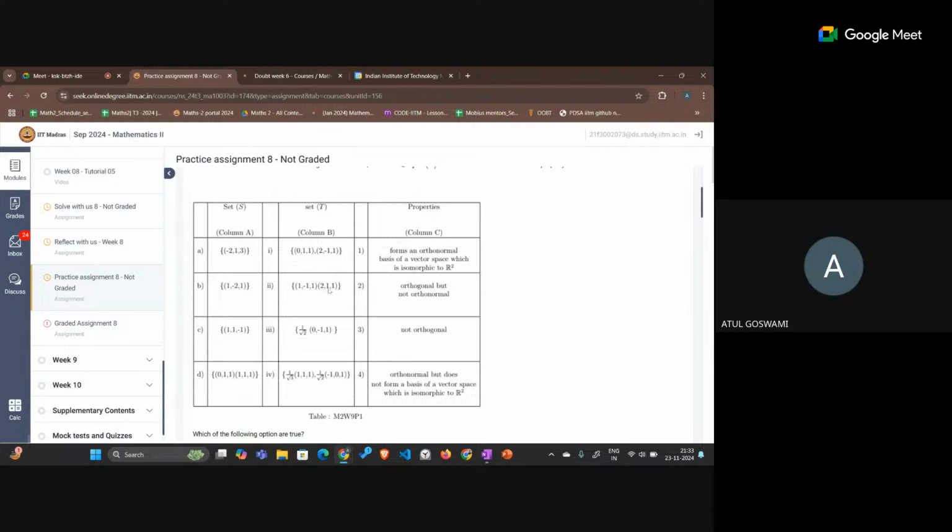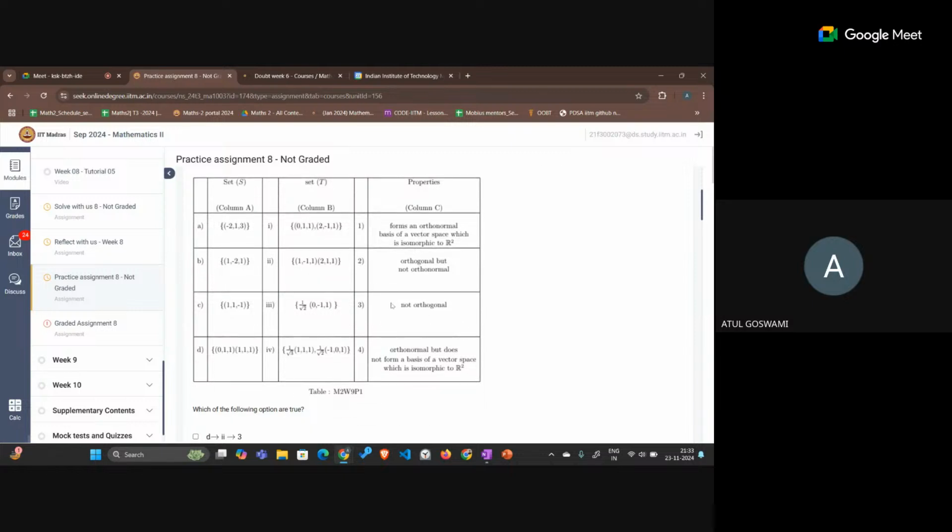So 1 1 0 and 2 are not perpendicular. These two vectors are not perpendicular, but they are independent. So they will form the basis, but not orthonormal basis. So that's why the second option is not mapped to one. Let's check the second one. Orthogonal, but not orthonormal, not orthogonal even. They are not perpendicular, not orthogonal. Yes, so third option could be true.